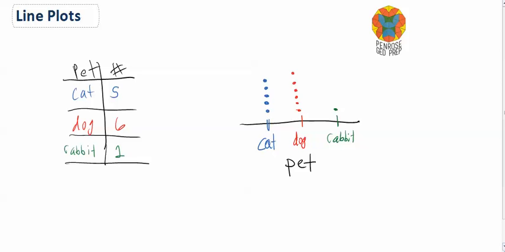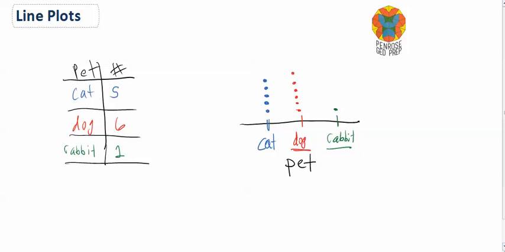So now we can look at this line plot and we can learn something from the vertical height of each of these columns. The higher the stack of dots is, the more there are in the group. So we see that dog has the highest vertical height, and that tells us that dog is the most owned pet in the neighborhood without looking at the actual numbers. And we see that rabbit has the lowest vertical height, so that tells us that rabbits are the least owned pet in the neighborhood without looking at the actual numbers.